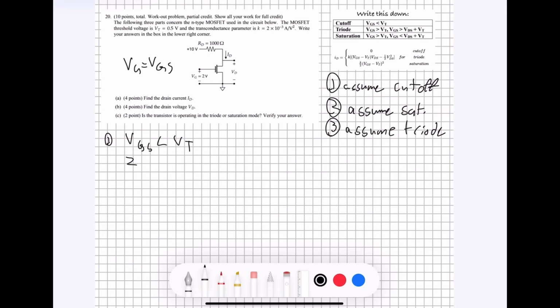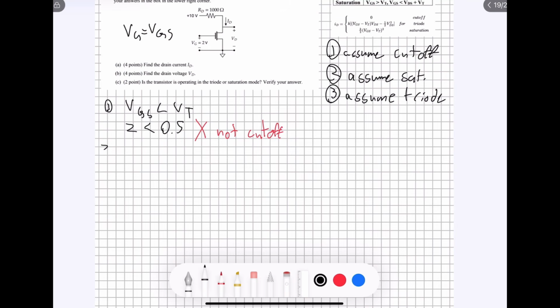So we know that 2 should be less than 0.5, which is what is given to us here, if we want it to be in the cutoff mode. And since that is not true, we are not in the cutoff mode, which means we have to move on to step number 2, assume saturation mode.